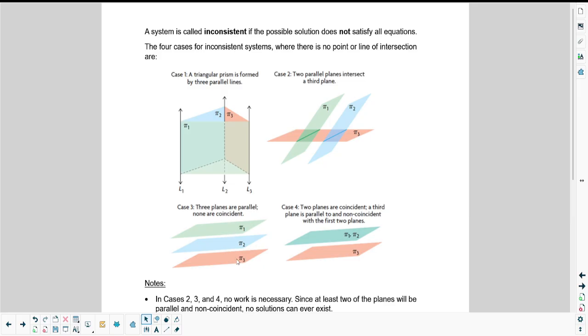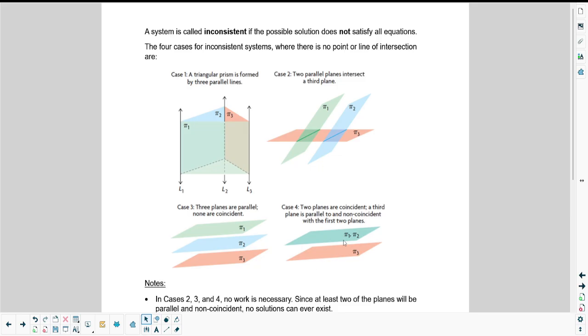Case 3 has 3 parallel planes, so nobody touches anybody. There's definitely not a solution. This one you could get a solution, but it's not going to work in the last one. And this has kind of always been the case. If you have strictly parallel lines or planes, they will never touch. There is never a solution to those.